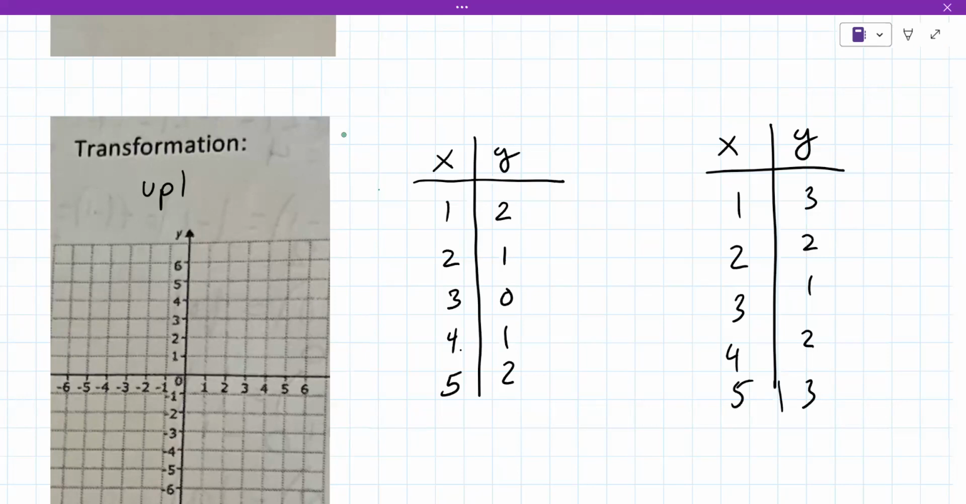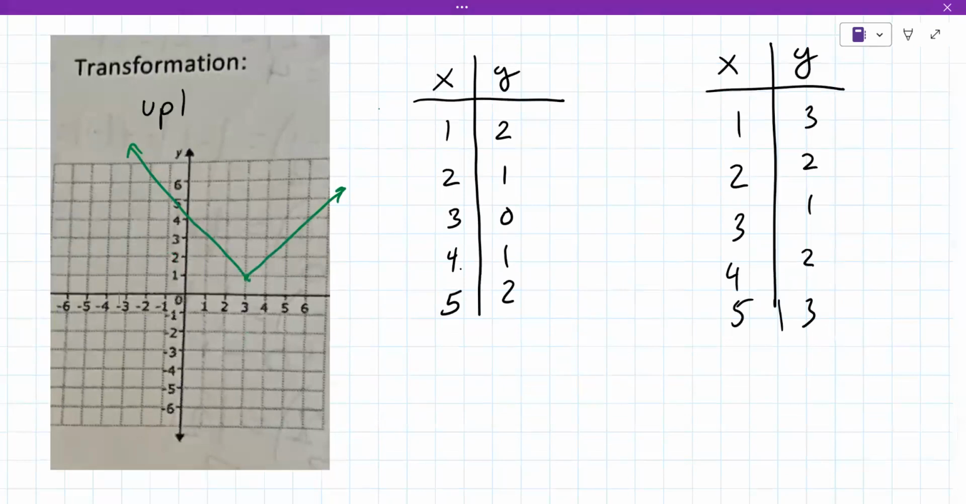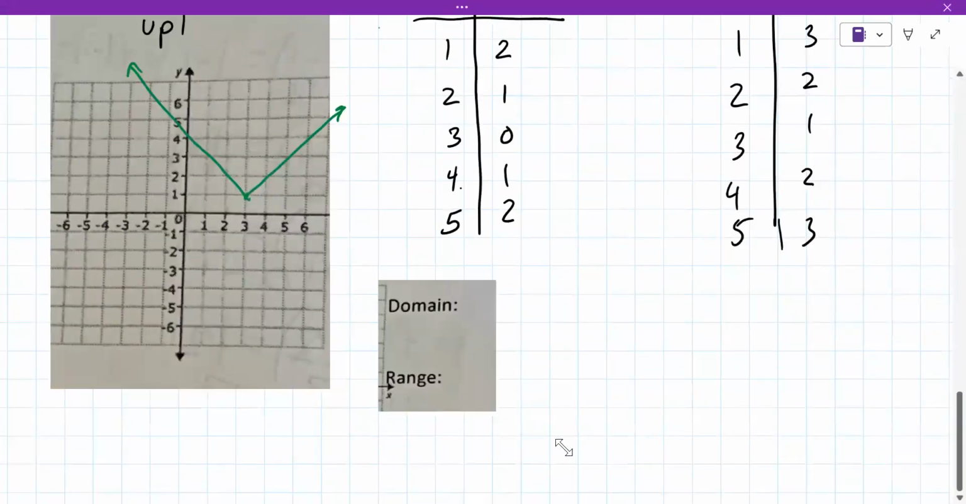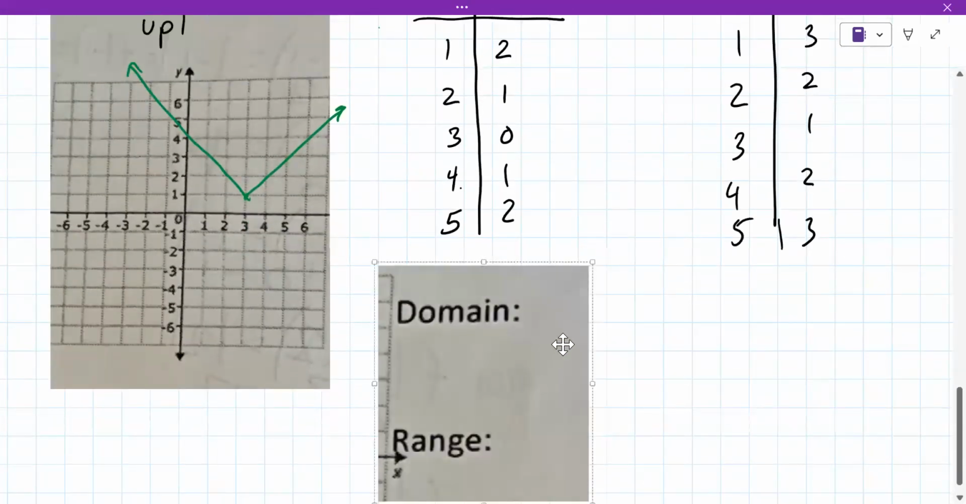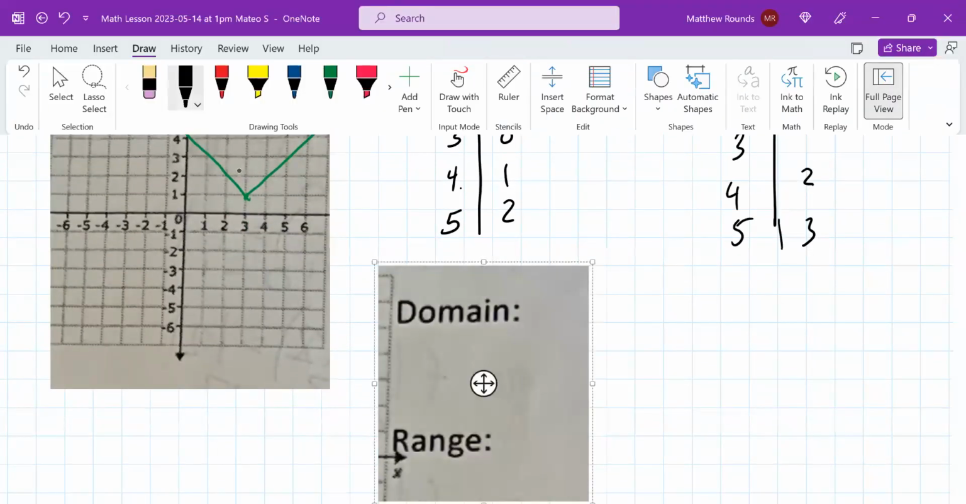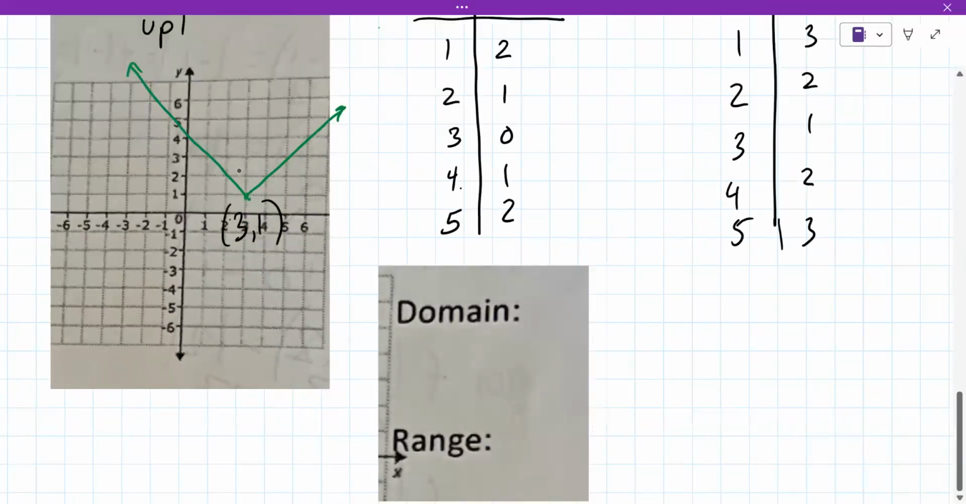Got it. So again, should just look like the previous one, but then just up one. Now, good question over here on the right where it asks you for the domain and the range. Domain is all real numbers. That's true. The range though is your min to your max. So you got to think about, well, what's the bottom point here? And it's 3,1. Yeah, 3,1. So what's the smallest y value to the largest y value?